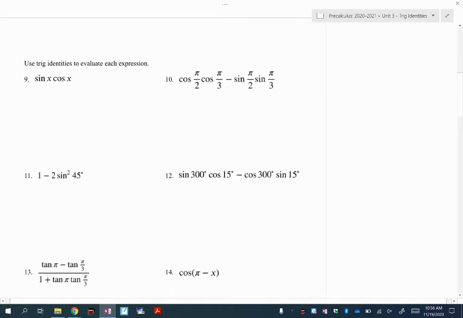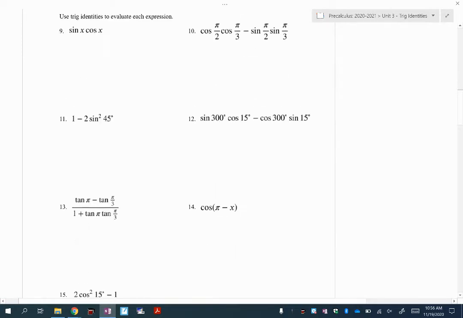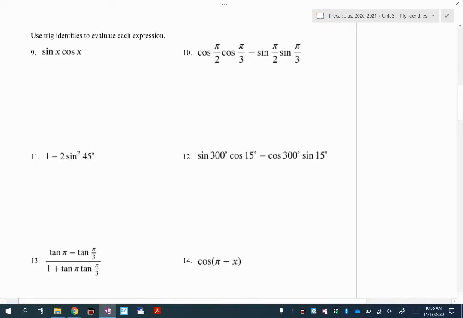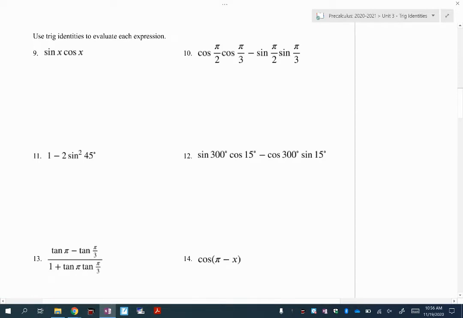Okay, let's move on into the next section, which is 9 through 15. It's going to be more of the stuff that we've done in the last week of this unit. So I'm currently recording this the week before Thanksgiving. We just did the lesson on our double angle identities. So you'll notice some of that going on here, okay?